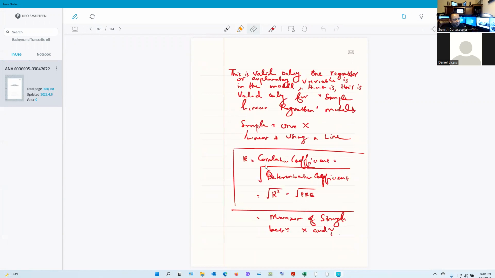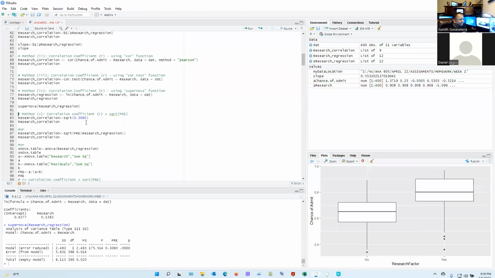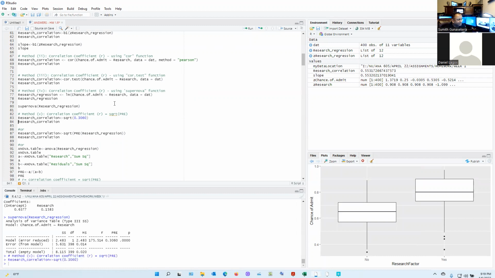The correlation coefficient is nothing but the square root of the coefficient of determination, which is R squared, or the proportional reduction in error. So you can find it that way too. The square root, sorry, that one, supernova. Oh sorry, this one, yeah, I have set that up by putting that in too.